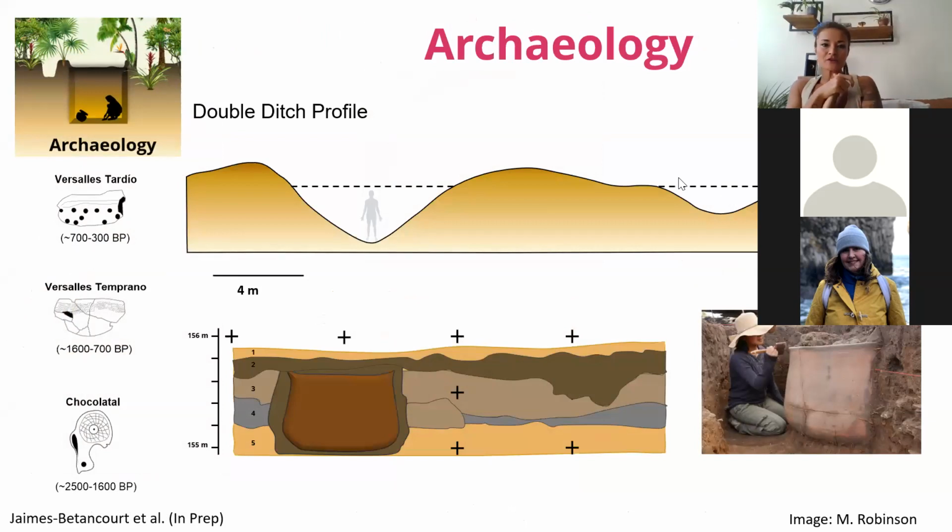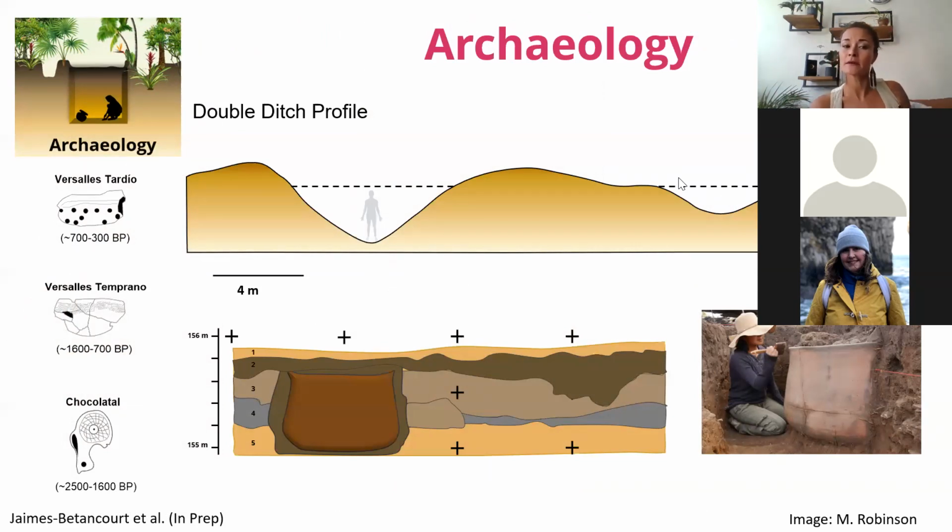So let's look at some of the archaeology data. Now, some of the features that we detected on the landscape were these double ditch profiles. These are, you can kind of see here with our human scale there on the profile, basically large dug out enclosures around central villages. Typically these types of features are associated with fortification, increased fortification on the landscape. So we did find this feature around the archaeological site near Versailles.